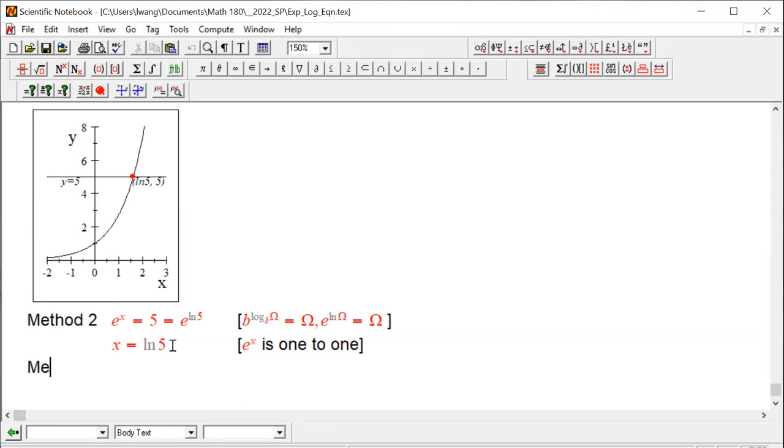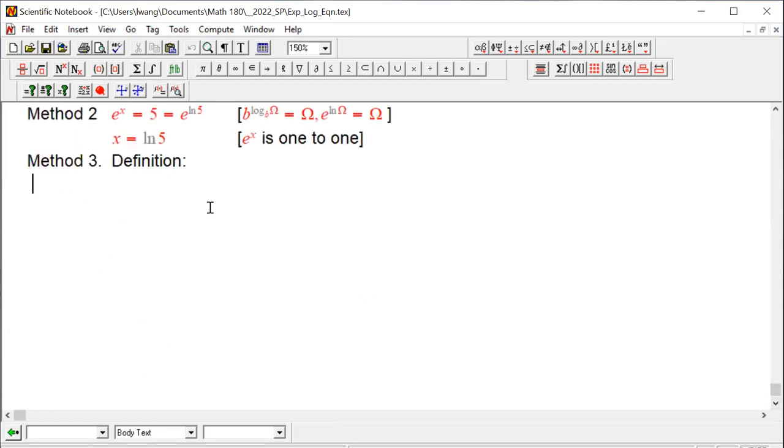Method 3, definition. Using the definition is probably the most common method. So using the definition, you just get x equals ln 5. Okay, I hope by this time you guys are okay. If you have any questions, please don't hesitate.